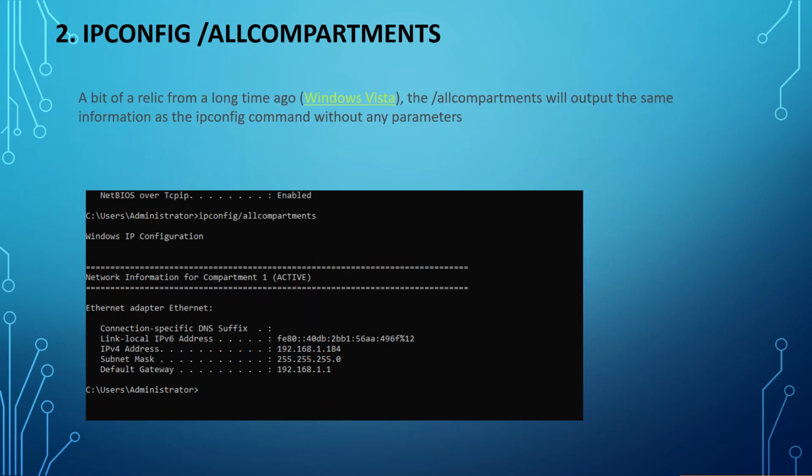2. ipconfig /allcompartments, a bit of a relic from a long time ago. The /allcompartments parameter will output the same information as the ipconfig command without any parameters. This is what you will see.